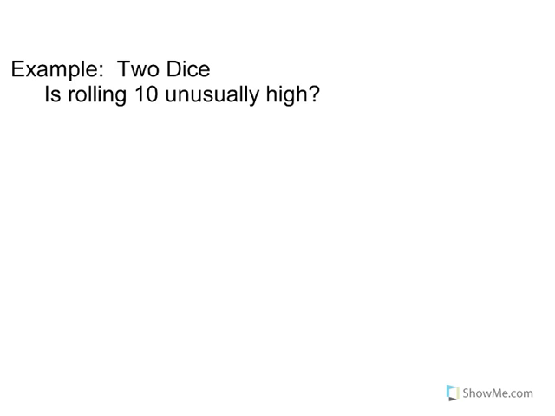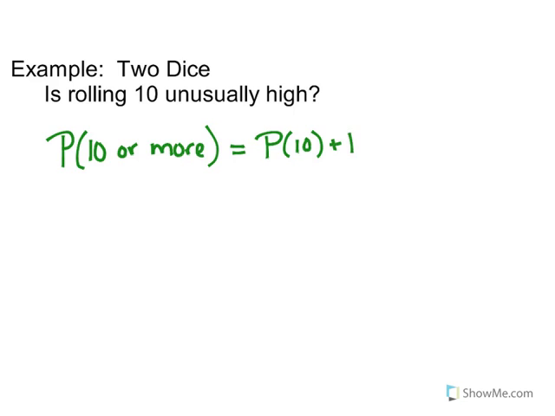If we go back to our other example, rolling 2 dice, is rolling a 10 an unusually high value? So this is like saying, what's the probability of getting 10 or more on a single roll? Remember, this is on a single roll. What's the probability of getting a 10 or an 11 or a 12? So we're looking at the probability of getting a 10 plus the probability of getting an 11 plus the probability of getting a 12. So the probability of rolling a 10, that was 3 out of 36.